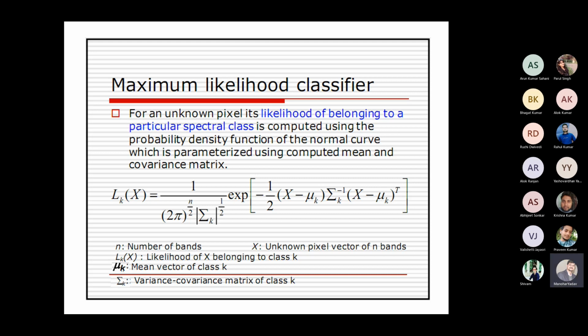So the likelihood function is calculated, and to classify an unknown pixel into a class, it is assigned to the class for which the likelihood function has the highest magnitude.